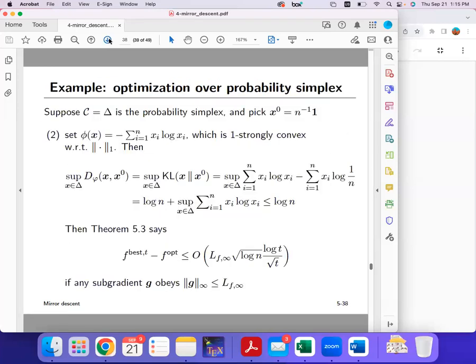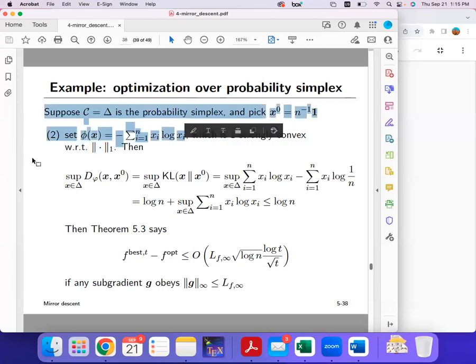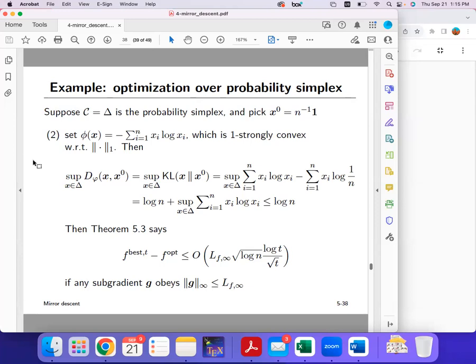Right. So this suggests that when we deal with optimization problems with such simplex constraints, it is better to use mirror descent with the entropic phi function. This is the right geometry to use for this type of constraint.